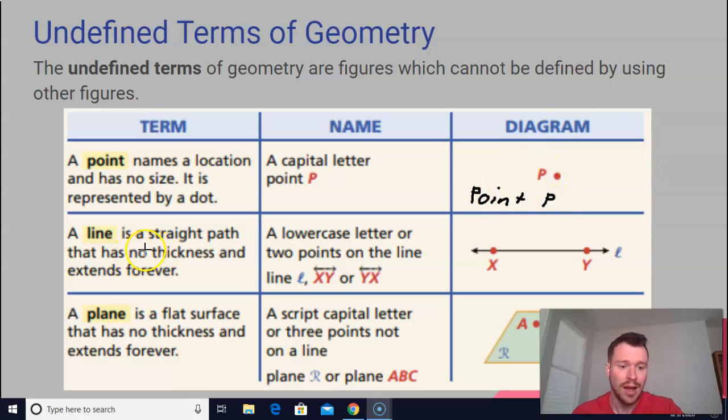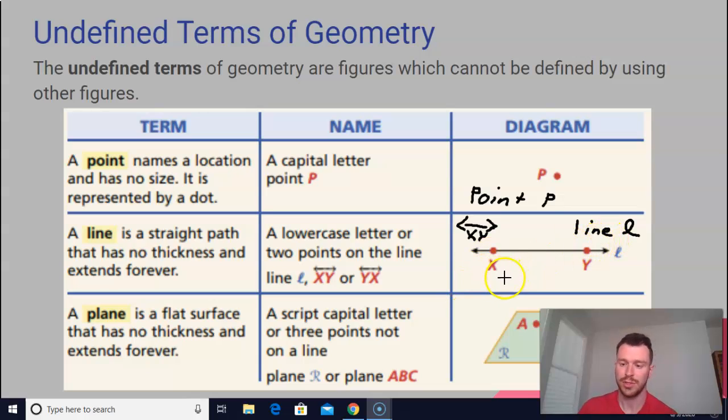Let's move on. A line is a straight path that has no thickness and extends forever. So a line is named either by 2 points on that line. So we could say line XY, using this as our notation, or if it has this cursive letter, in this case cursive letter L, we could say this is line L. So we have 2 ways to name this line.